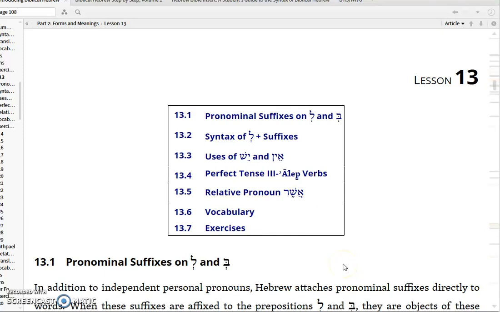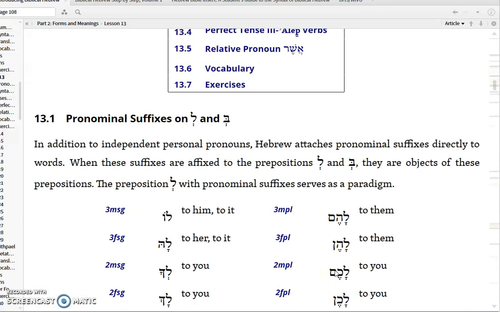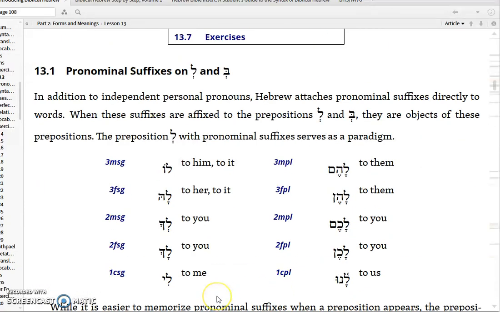Well, let me move on to lesson 13. It's going to talk about pronominal suffixes on a couple prepositions, preposition la and preposition ka. And it's also going to introduce a couple of particles, yesh and ain, and also talk about the perfect tense of roots that end in aleph, and introduce the relative pronoun asher. First of all, pronominal suffixes.